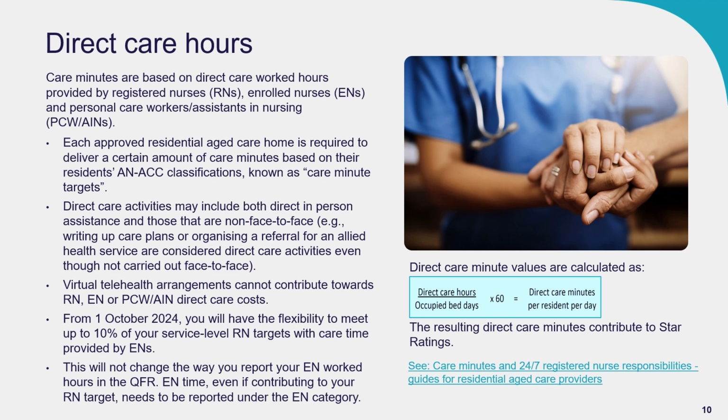From 1 October 2024, homes had the option of meeting up to 10% of their RN targets with care provided by ENs. However, EN hours should still be reported as normal under the EN category. On the right is shown the calculation of direct care minutes. To calculate direct care minutes, take the total direct care hours divided by the total occupied bed days for a home multiplied by 60 minutes.